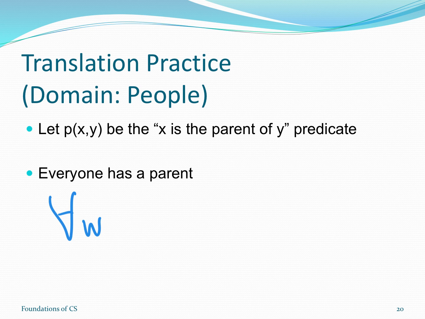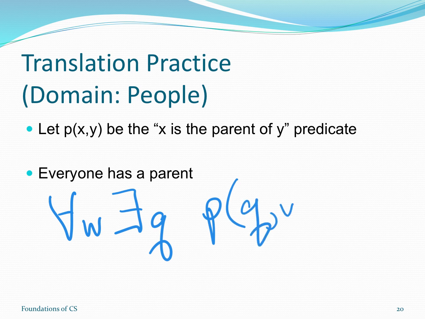So I have to say for all of the W's in my domain, there exists a Q in my domain such that Q is the parent of W. And I want X is the parent of Y, so the parent comes first. So I have to say P of QW, which says Q is the parent of W. X parent of Y. Yeah, that looks good, right? So for every W in my domain of people, there exists a Q such that Q is the parent of W.